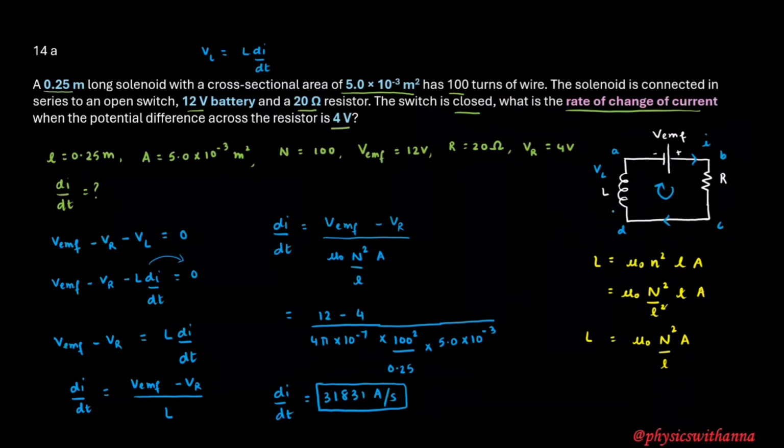So in the situation when you open the switch, this VL we have written over here must have the same polarity as the battery. So instead of putting a negative sign here, we put it as positive. This is when the current is decreasing. But if it is increasing, when the switch is closed, you keep it as negative.